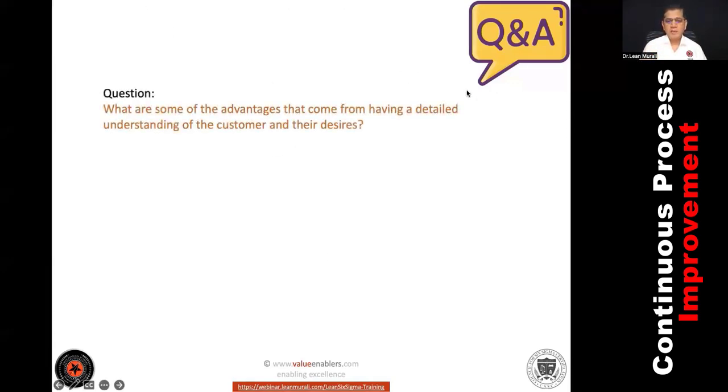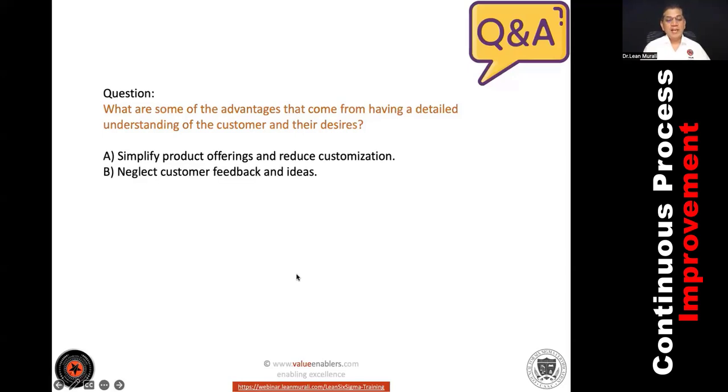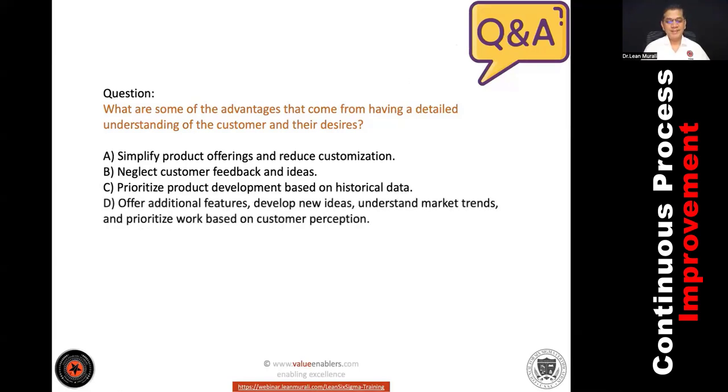So the question is this: what are some of the advantages that come from having a detailed understanding? Because we said focusing on the customer. What are the advantages we have from detailed understanding of the customer and their desires? Is it to simplify product offering and reduce customers? Yes or no? Is it to neglect the customer feedback and ideas? Is that the advantage? No. Is it to prioritize product development based on historical data? Or is it to offer features, develop new ideas, understand market trends, and prioritize work based on customer perception?